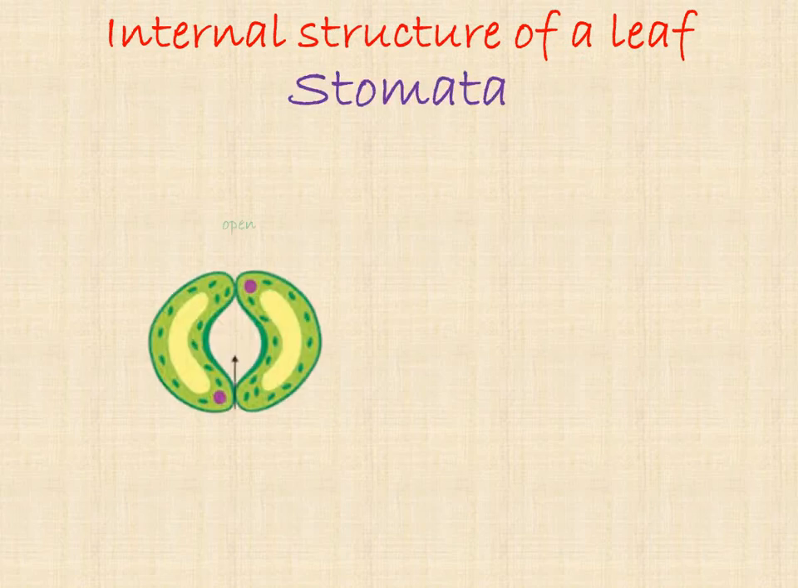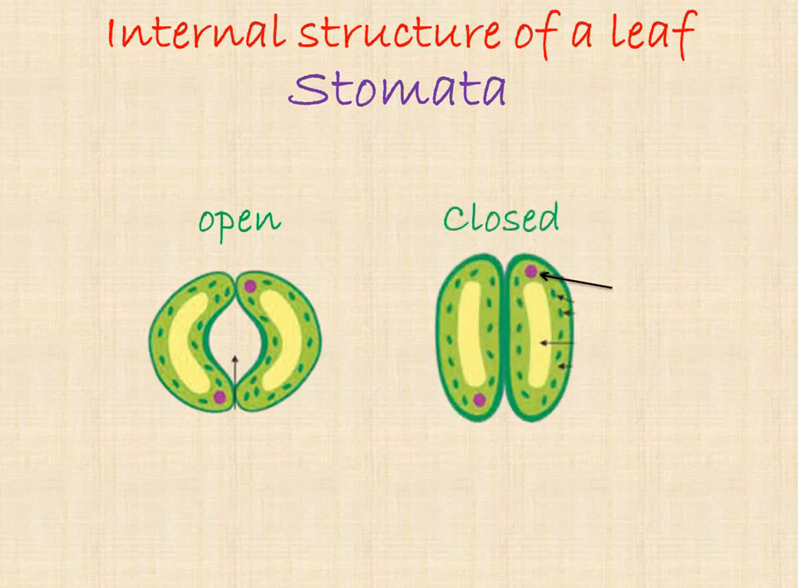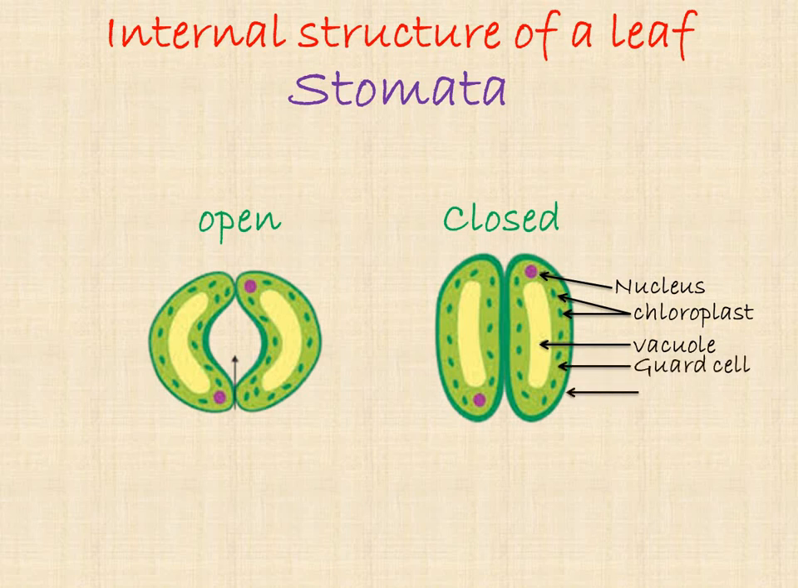Here are many tiny openings called stomata. These stomata help the plant to breathe. As you can see, there are two modes of stomata. One is open and one is closed. Let's take a look at the parts of a stomata. This is the nucleus, chloroplast, the central one vacuole, the guard cells and the cell wall. The mid portion is the stoma.